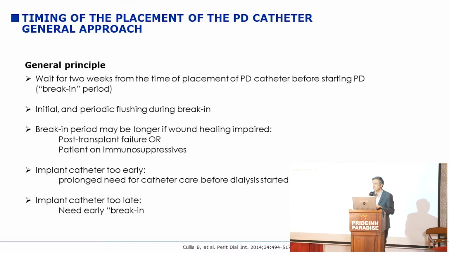So with regards to the timing of the PD catheter, the general principle is to wait 2 weeks from the time of the placement of the PD catheter. This is the 2 weeks of the break-in period. There should be initial and periodic flushing during the break-in. The break-in period may be longer than 2 weeks if there is a wound healing problem.